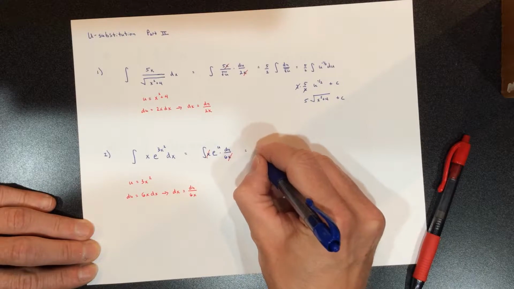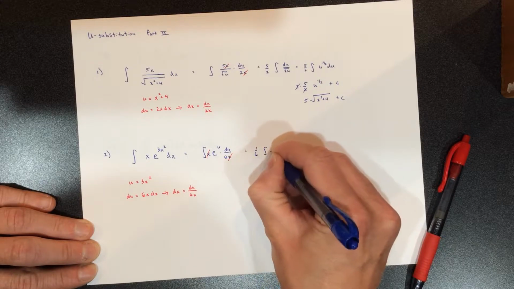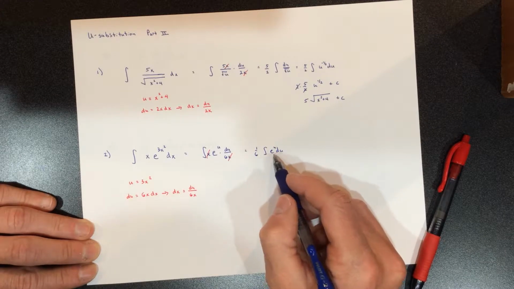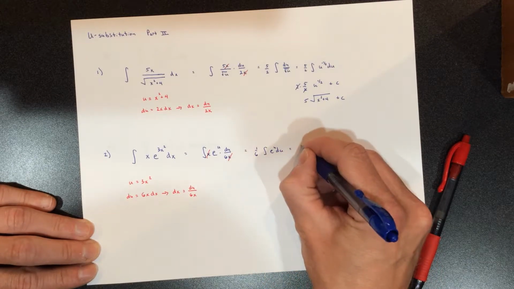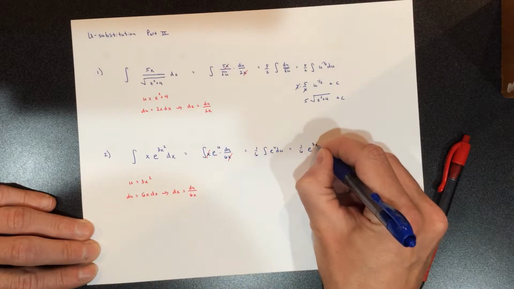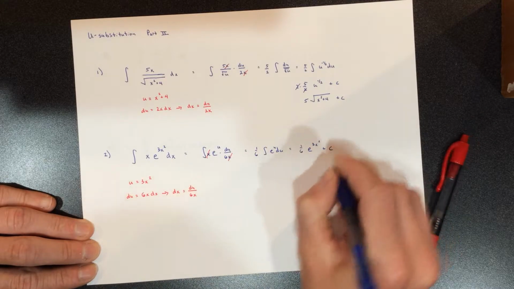I can take that 6 out and write it as a 1/6 integral of e to the u du, boom, done, because this is a standard. The integral of e to the u du is e to the u. So I get 1/6 e to the u, where u is 3x squared. And this would be a pretty easy one to check the derivative.